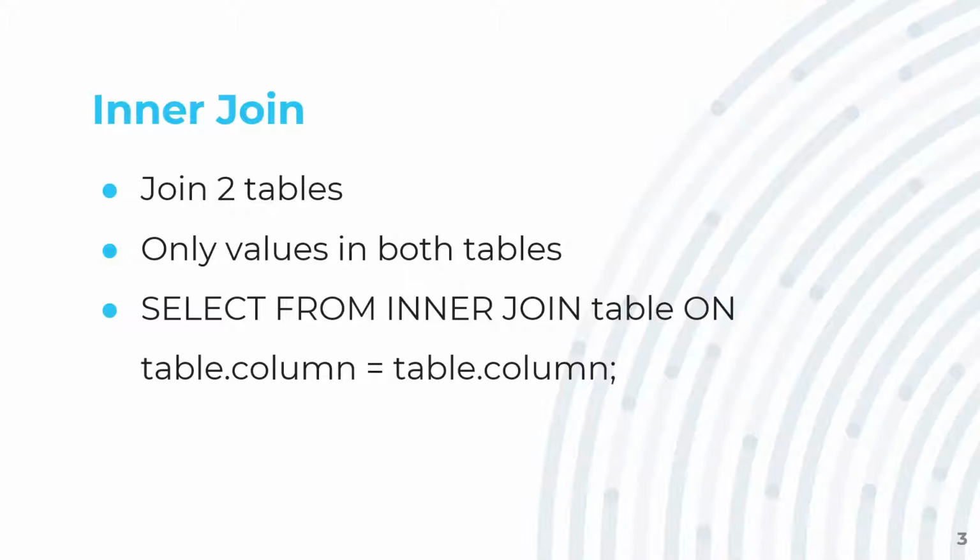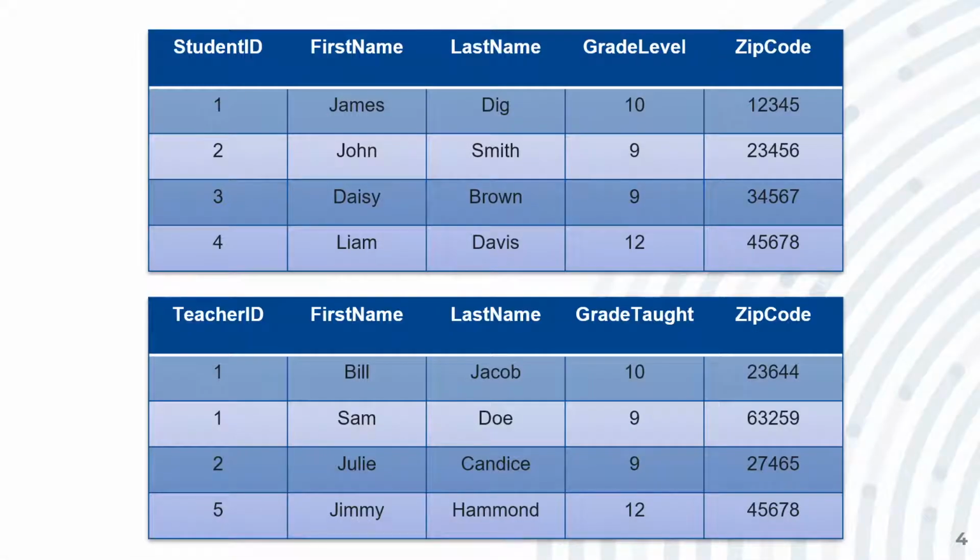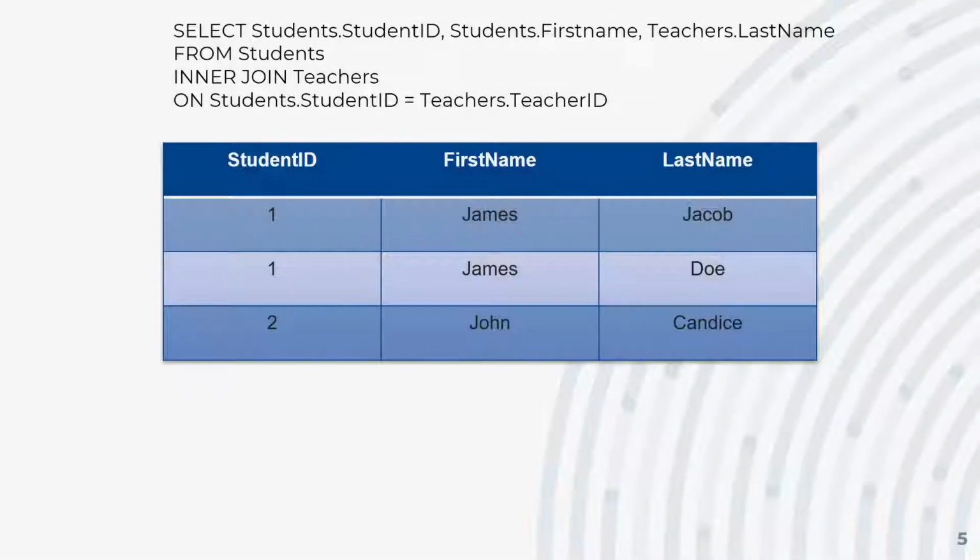You can accomplish this by using the syntax: select statement from table name inner join table name on table name.column name equals table name.column name. Here are two tables, the students and teachers tables. We will be using these two tables in our join. This one is a little confusing, but let's go through it.